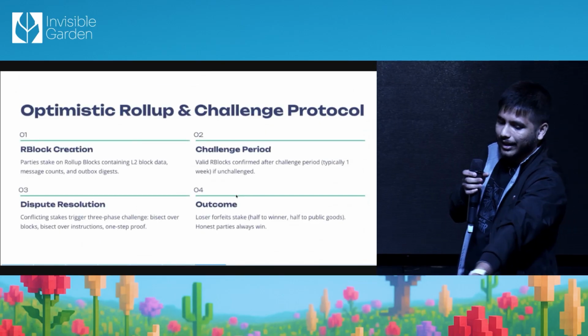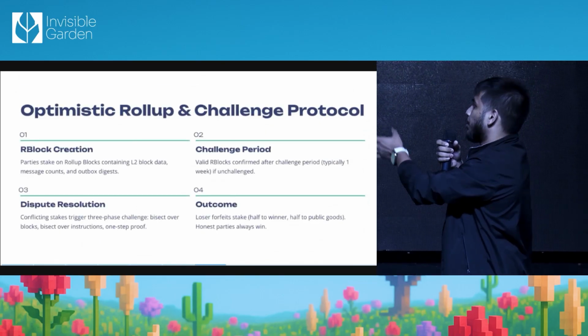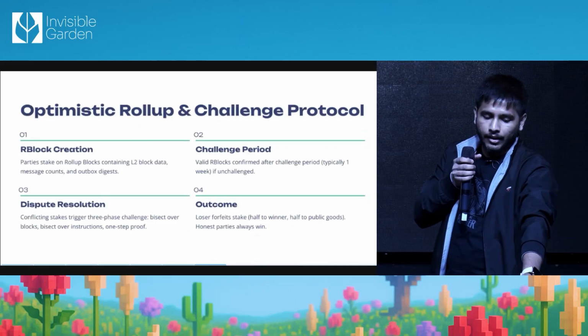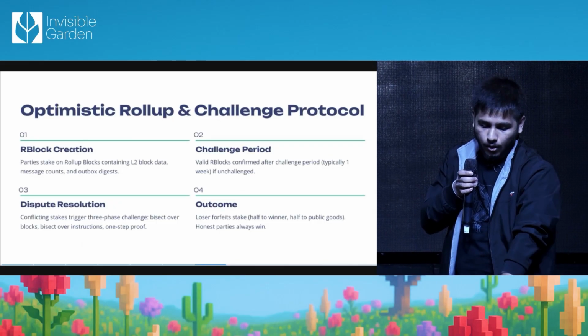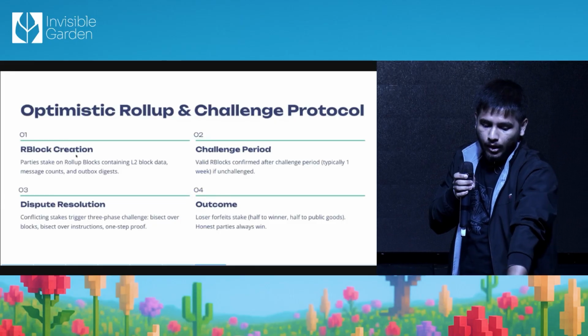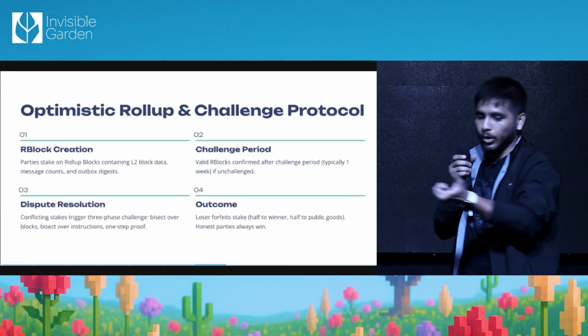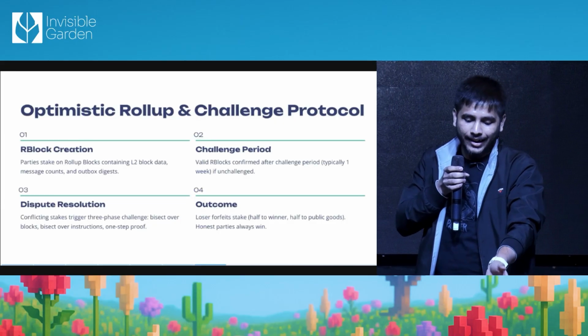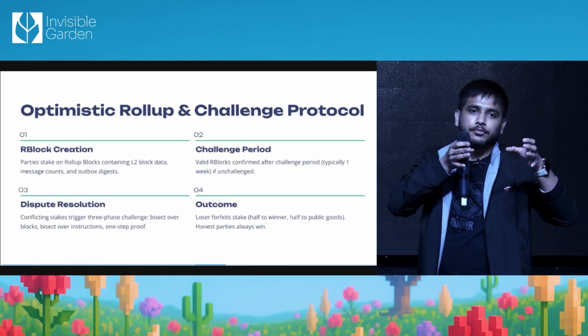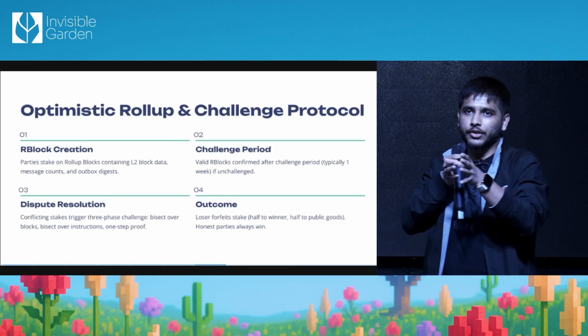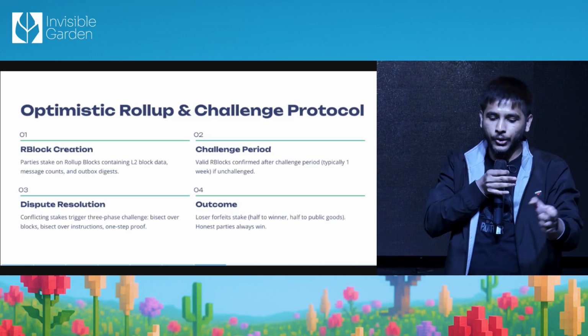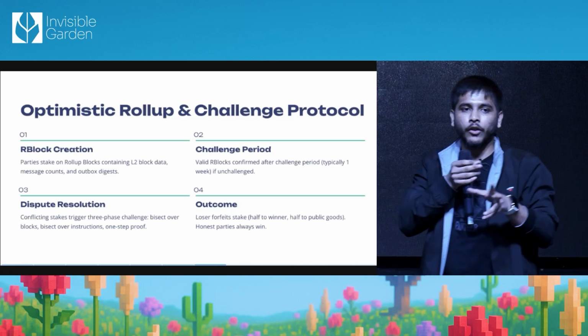And this is the protocol, how it works. So this is the complete flow of a transaction. There's the rollup block creation with all the L2 block data. Then there's a challenge period. After the data is posted on L1, and after the state transition function has happened and the L2 block is produced, there's a challenge period of 1 week.